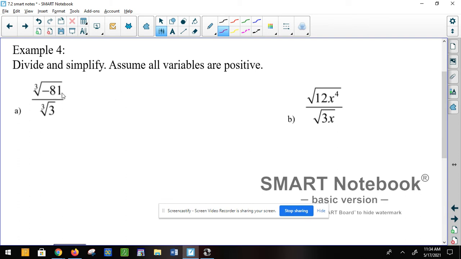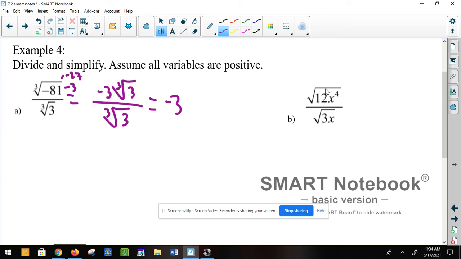All right, so cube root of negative 81 is not a perfect cube, but I can split that into negative 27 and 3, right? So cube root of negative 27 is negative 3. And then that 3 has to stay. And then down here, you've got cube root of 3. Now the cube roots of 3 are going to divide away, and you're left with just negative 3.